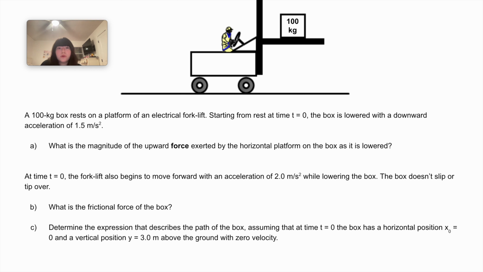I will focus on forces in motion, and I have broken down the problem into 3 parts, so I'll be going through them one by one. So, a 100 kilogram box rests on a platform of the electrical forklift. Starting from rest at the time t equals 0 seconds, the box is lowered with a downward acceleration of 1.5 meters per second squared. So let's delve into part A.